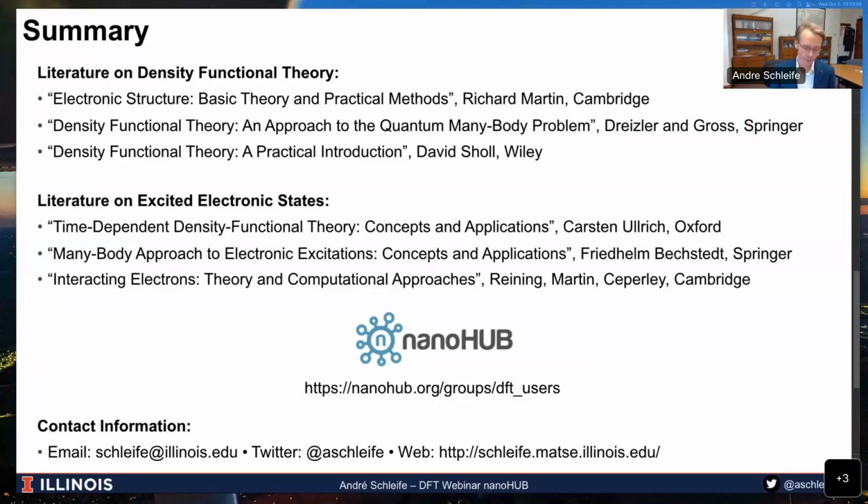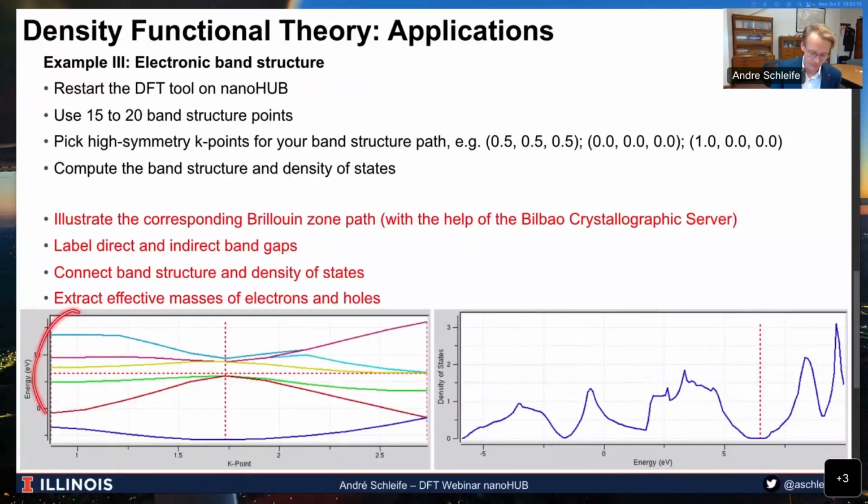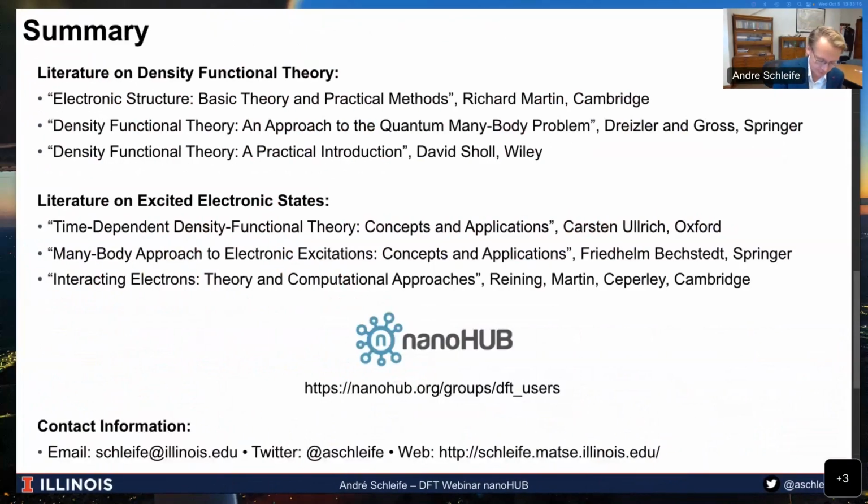If you want to go to better descriptions of these electronic states, you will find very quickly DFT is actually not suitable for that, and we have to go beyond DFT. That should be the topic of another webinar, but if you're interested in excited electronic states, I put a couple of references here. Again, these are books. The literature of papers and review papers is, of course, even more exhaustive.